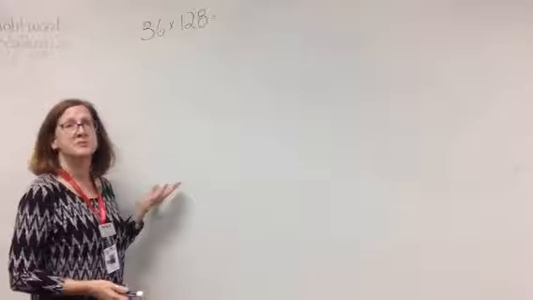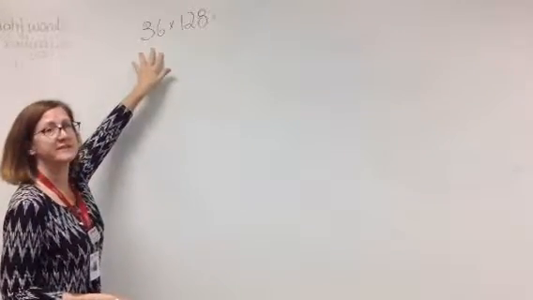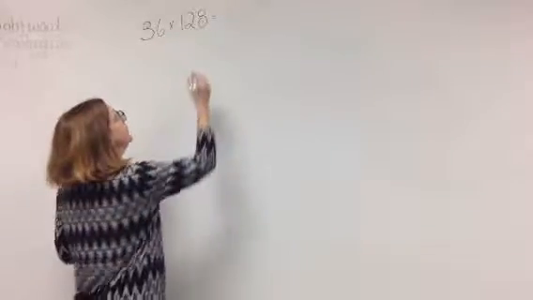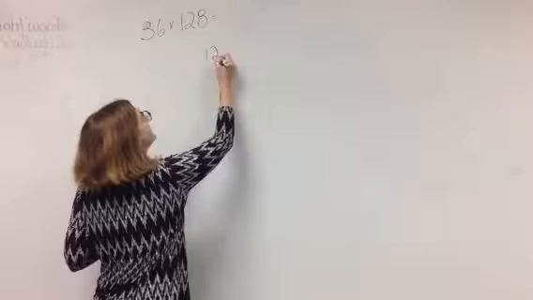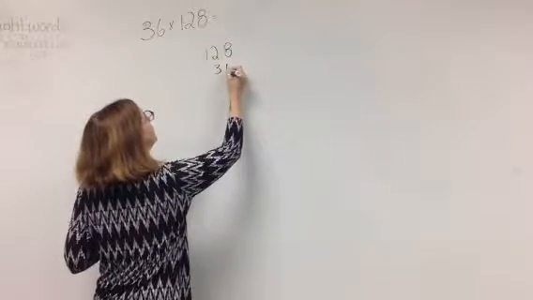To do a multiplication problem, 128 times 36, we're going to do it in a standard algorithm method. I always put my larger number on top and my smaller number on the bottom.